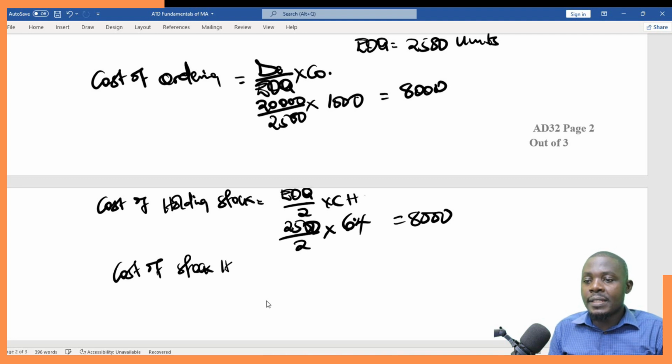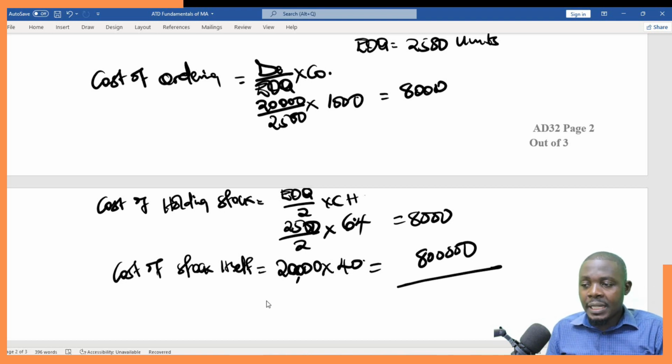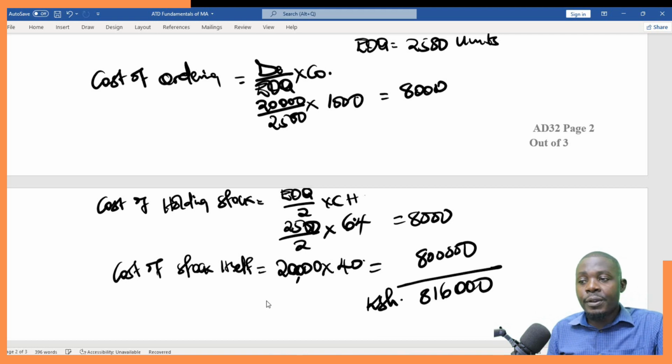Then we have the cost of the stock itself, which is the demand, 20,000, multiplied by the purchase price, which was 40. We have 20,000 multiplied by 40, which is 800,000, plus 16,000. So if we are taking that consignment from Top Time, we are meant to spend 816,000 Kenyan shillings.